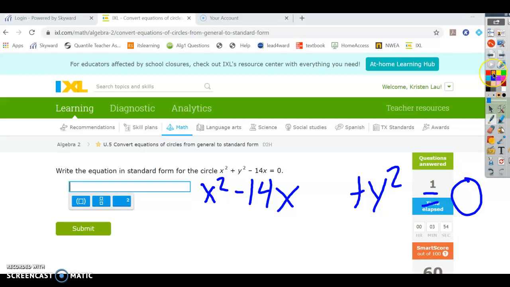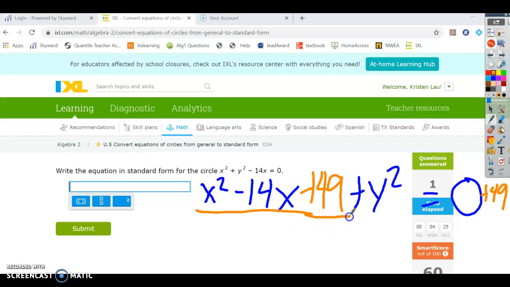Okay, so now I have two terms with x in it. So in order to complete the square, I am going to take negative 14, the coefficient in front of x, and divide it by 2. So that's negative 7. I'm going to do negative 7 squared. So that is positive 49. If I add 49 to the left side, I also have to do that to the right side too.